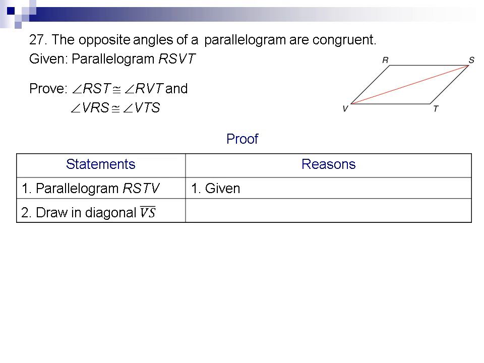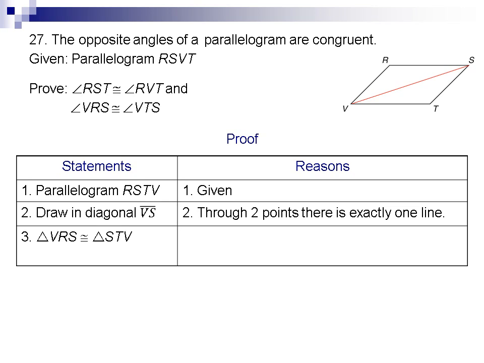Statement number 2, draw in diagonal line segment VS. Reason number 2, through 2 points there's exactly one line. Statement number 3, triangle VRS is congruent to triangle STV. Reason number 3, a diagonal of a parallelogram separates it into two congruent triangles. Remember, we're allowed to use any other theorem in this proof, except for the theorem that states that the opposite angles of a parallelogram are congruent.